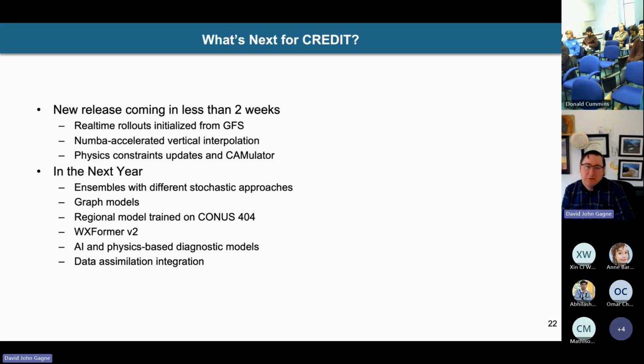Also bringing in updates to our physical constraints, and the CAMulator code is being merged, and we're updating our documentation and all those pieces, and then you'll be able to install this off of PyPI. So that'll be coming out very soon.